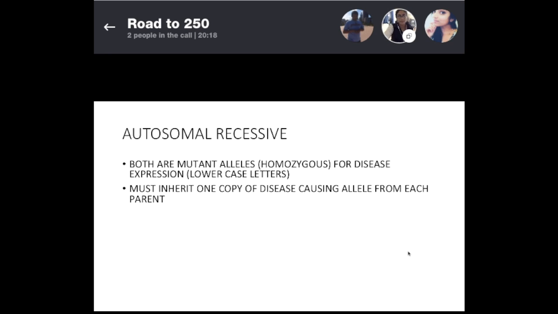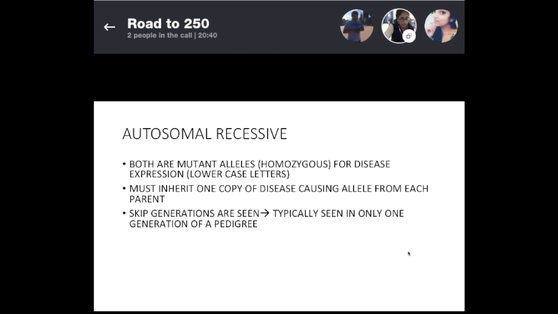Or I guess if we were still trying to carry on how I used it previously, in the previous explanation, I guess it would be big R. So the affected letter needs to be homozygous. Must inherit one copy of the disease-causing allele from each parent, so each parent is a carrier. And then skipped generations are seen, and they're typically seen in one generation of a pedigree, or at least one, for sure.